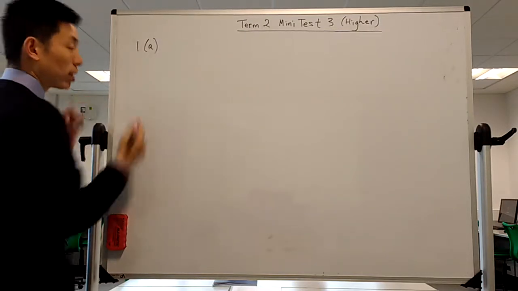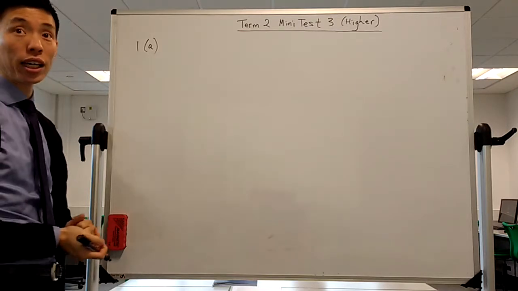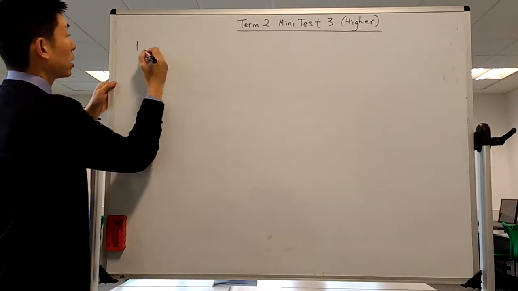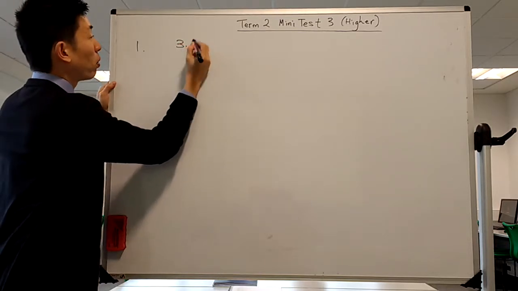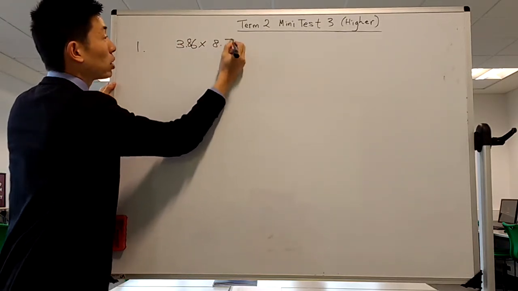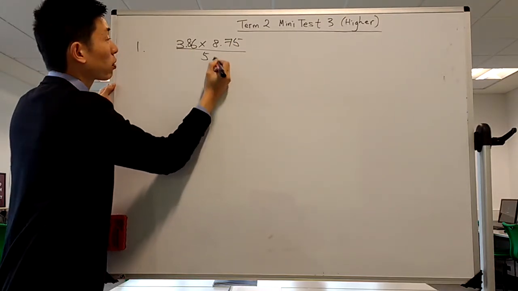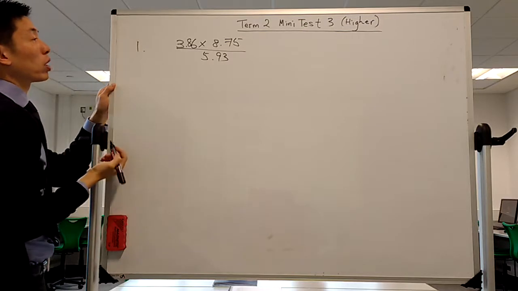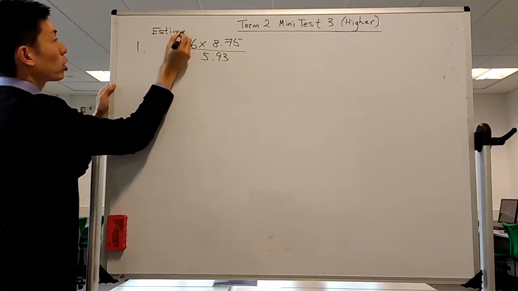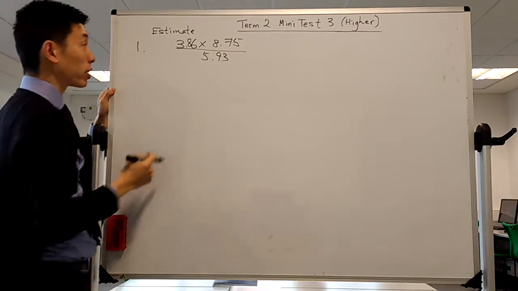Question 1A, like the previous weeks, we are to estimate a calculation. So this is question 1 there. The estimate is 3.86 multiplied by 8.75 divided by 5.93. Because we are asked to estimate, we need to round each of the numbers to one significant figure.